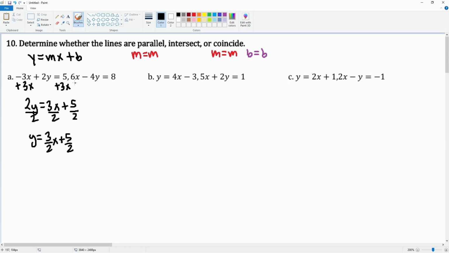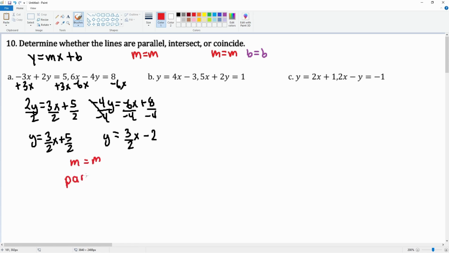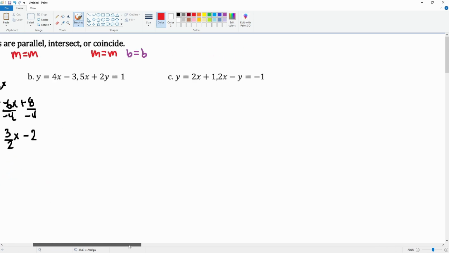Second equation, we're going to minus 6x to both sides. You get negative 4y is equal to negative 6x. Divide by negative 4 to both sides. This cancels. Y is equal to positive 3 over 2x minus 2. Oh, look, the slopes are the same. So m here matches the m here, so we can say that they are parallel.